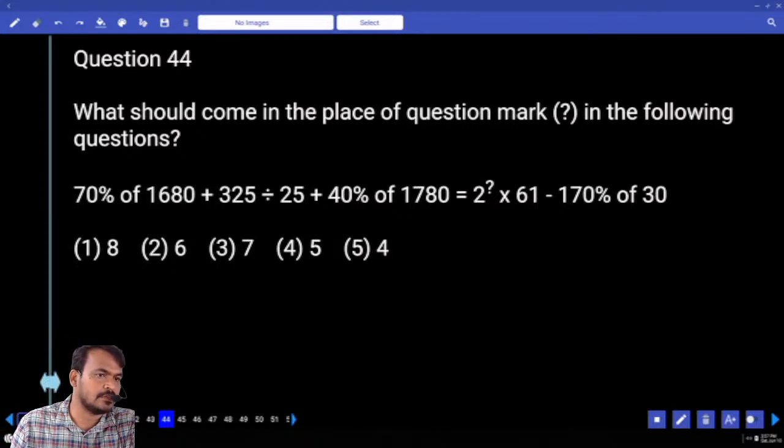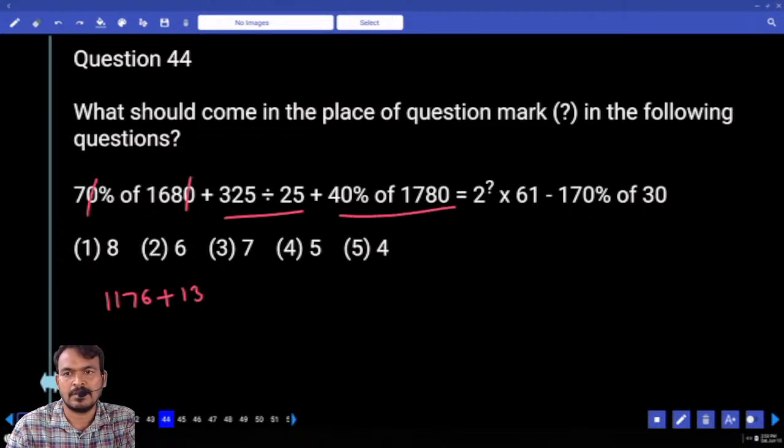70% of 1680. Percent, 2 zeros are cancelled. 7 into 168. 7 into 160, 1120. 7 8s are 56. That is 1176. 325 divided by 25, how much? 13. Next, 40% of 1780 means 4 into 178. 4 170s, 680. 4 8s are 32. Total it is 712.